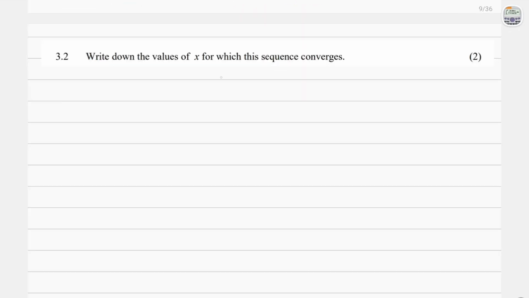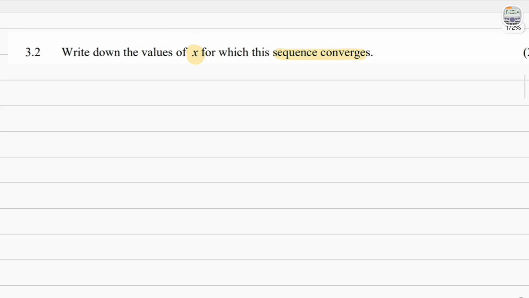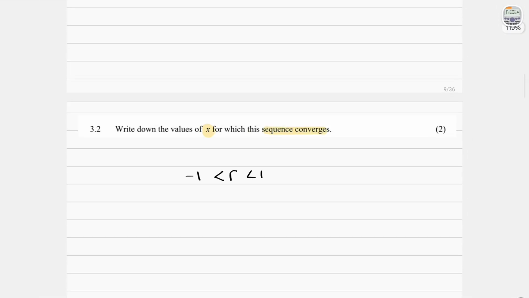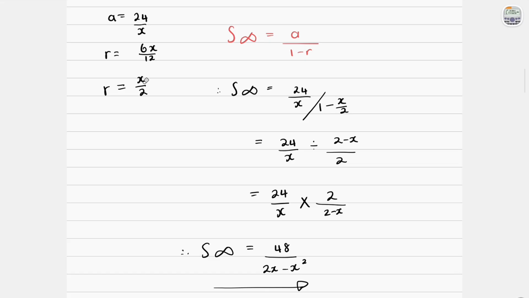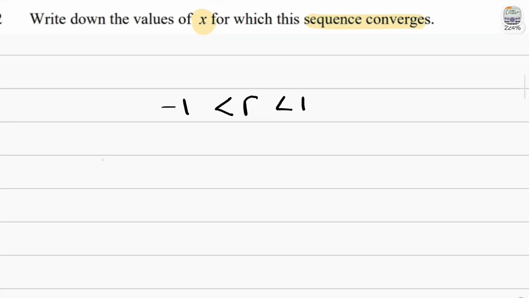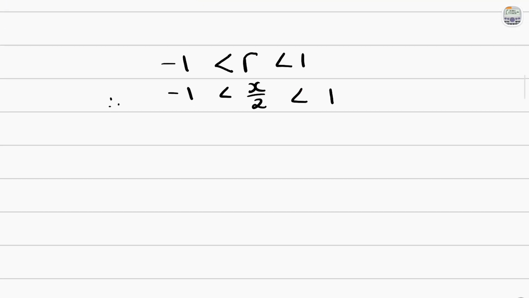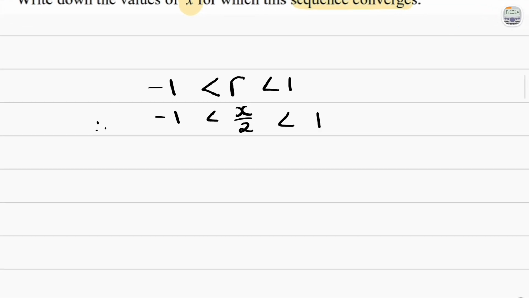Question 3.2 says, write down the values of x for which the sequence converges. If it's a converging series, it will converge when r is greater than -1 but less than 1. So we just need to find r. We already have r. It's x over 2. So in place of r, just substitute: x over 2 is greater than -1 but less than 1. Now we're trying to solve for x, to find the values of x for which the series converges.